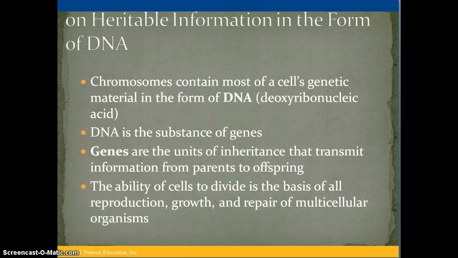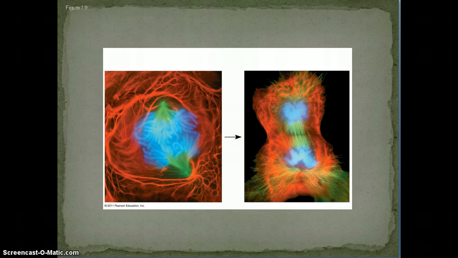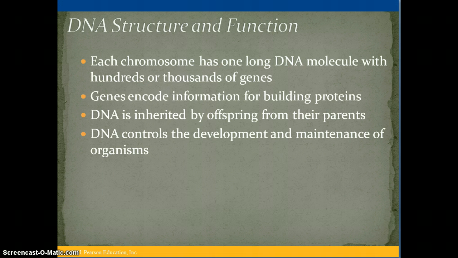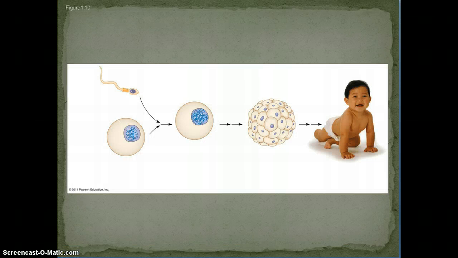Now, chromosomes contain most of the cell's genetic material to form DNA, and this is the substance of genes that holds together what we are made of. Here is a lung cell divided into 2 smaller cells, which then will grow again. This is what makes everyone who's been able to breathe and has lungs. This is what makes us up. Each chromosome has one long DNA molecule with hundreds of thousands of genes, and that's your genetic code, and this is inherited from your parents and passed to your offspring. This is how you get the genetic code from birth, and this is what makes you, you.